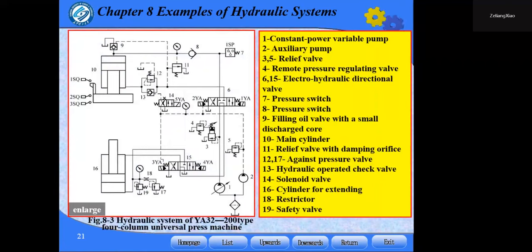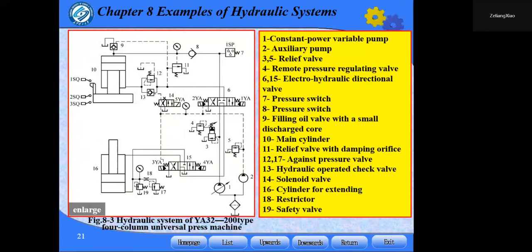When the workpiece is to be extended, cylinder 16 must provide a resisting pressure for the workpiece and move down with the slider block of the main cylinder. This function is accomplished by energizing 3YA first, and engaging it upward. Engaging makes cylinder 16 go up to push the extended workpiece, while the engaging allows oil in the down port to be sealed by valve 15.